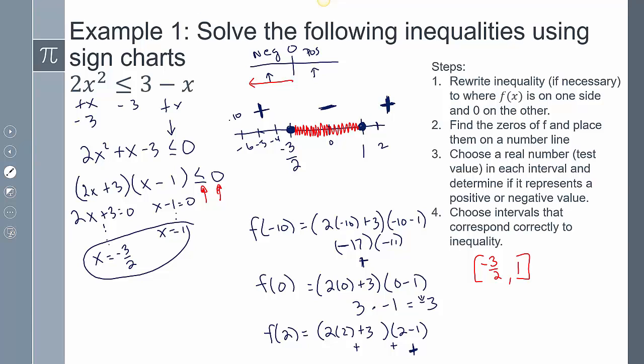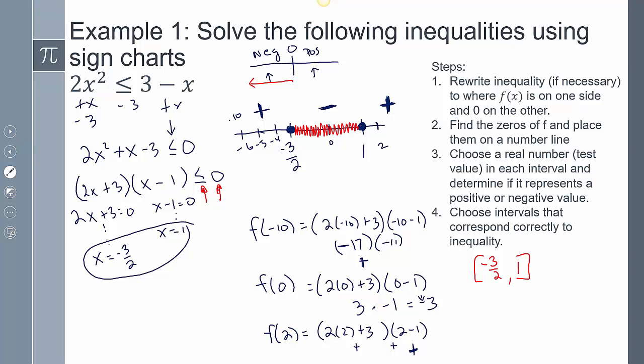Then I chose a real number and I tested the value in each interval and determined if it represents a positive or negative value. So I tested a number here, -10. It represented a positive number. I tested a value here, 0. It represents a negative number. I tested a positive value here, 4 or 2, and that represents a positive number.